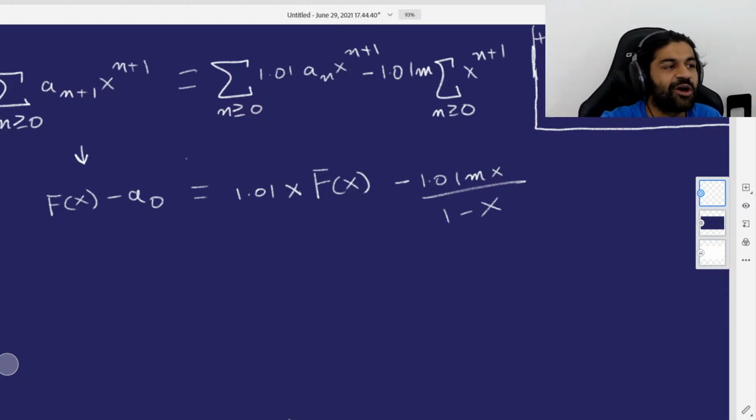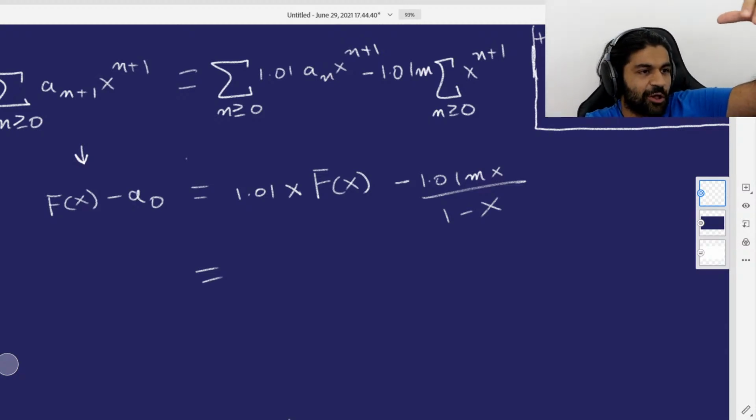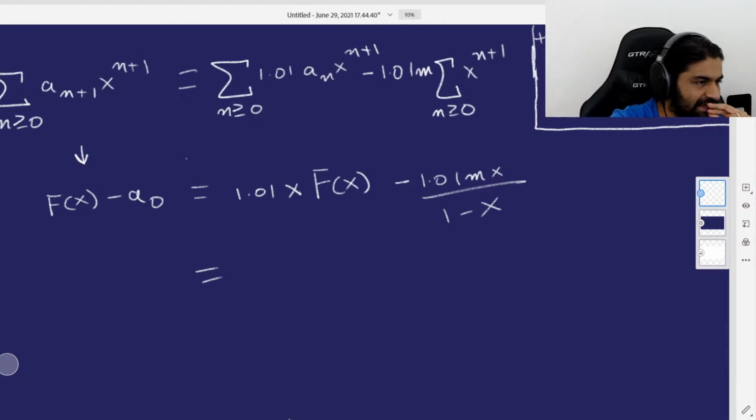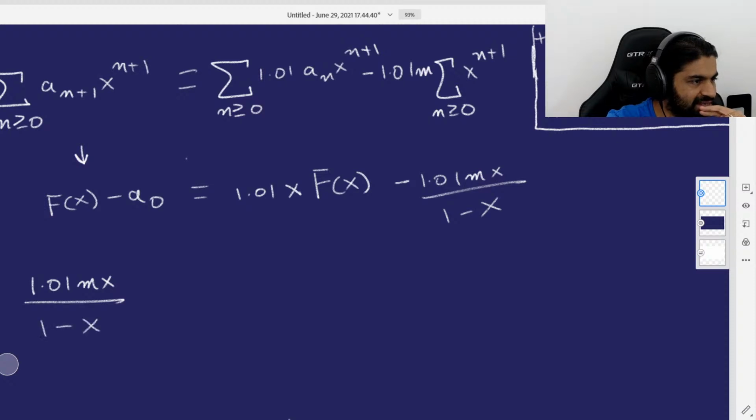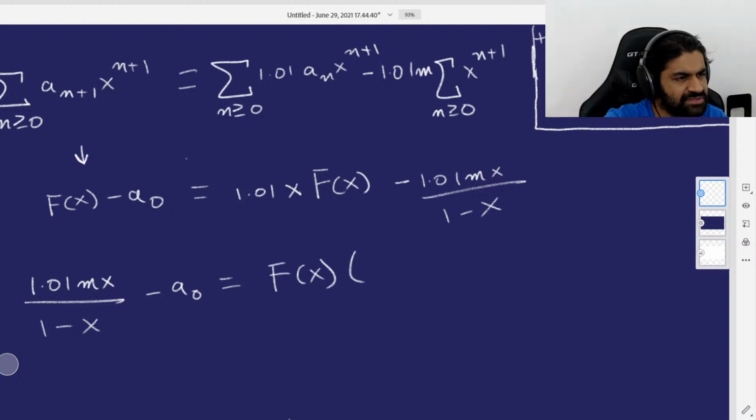So now I'm going to solve for f of x. I'm just going to take all my f of x terms on one side, and all my non-f of x terms are going to be put on the other side. So it's going to be 1.01 mx over 1 minus x minus a naught equals f of x times 1.01x minus 1.